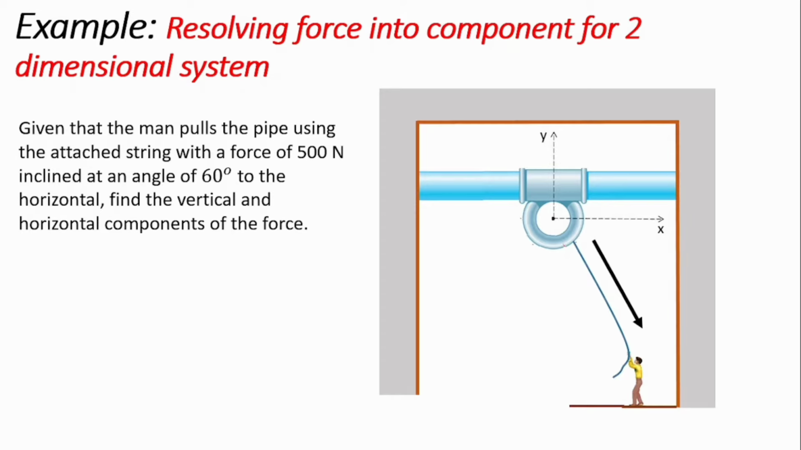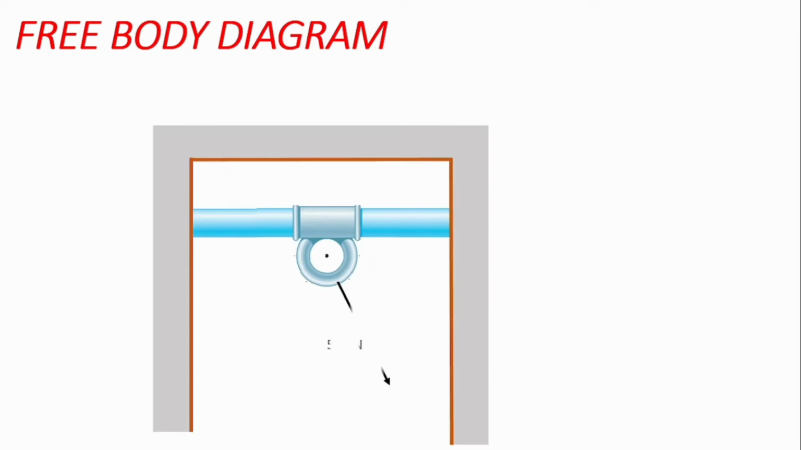If we have a problem like this, we move onwards to draw out what we call a free body diagram. By free body diagram, we mean a diagram that shows all forces acting on it with other bodies detached from it. Like for this case, we are seeing just the 500 Newton force attached to the pipe. We have to take away the man and his string. And of course, there's a coordinate system, and the direction of the force, which is 60 degrees to the horizontal axis. We can easily bring out the free body diagram, showing just the force and its direction.